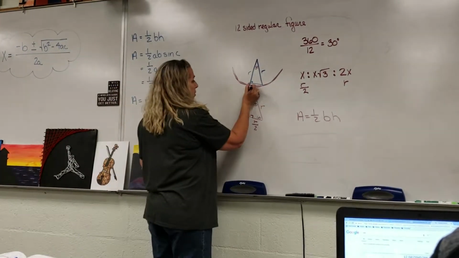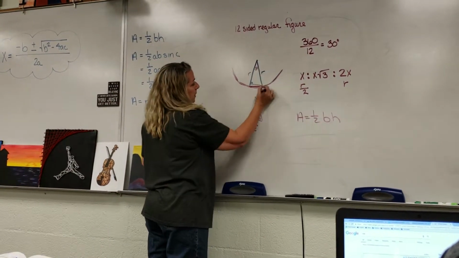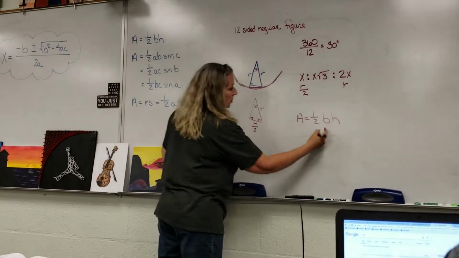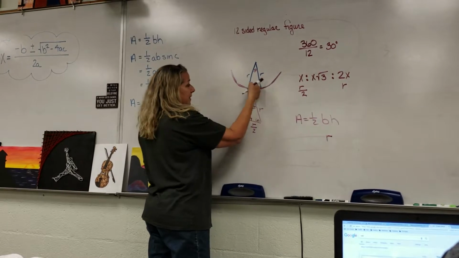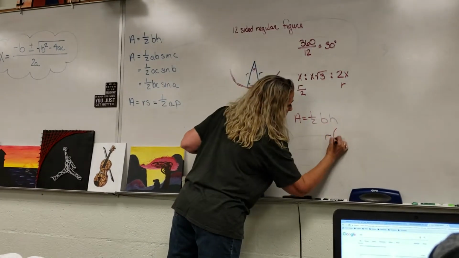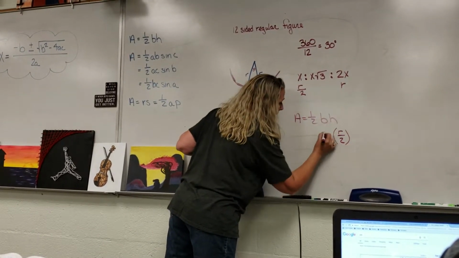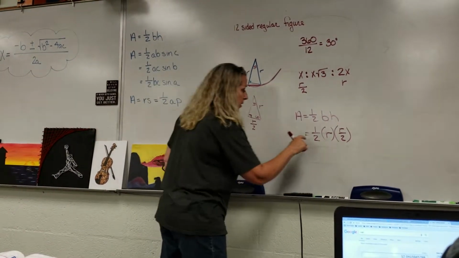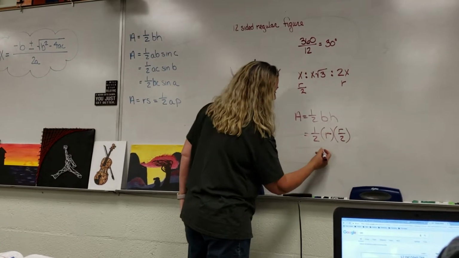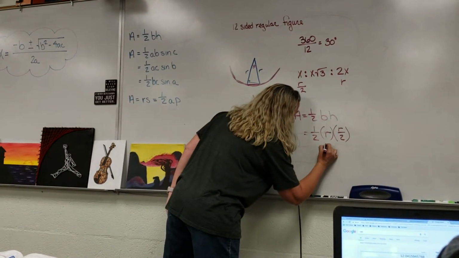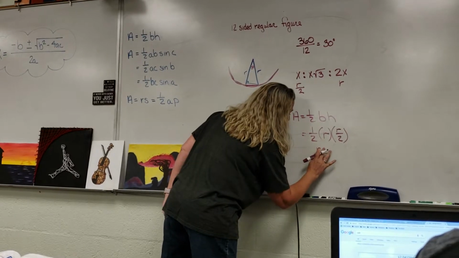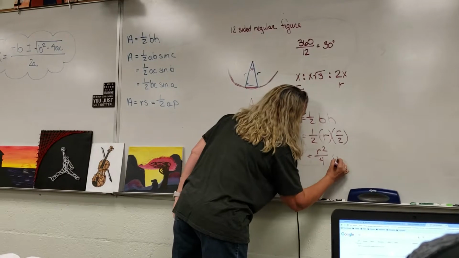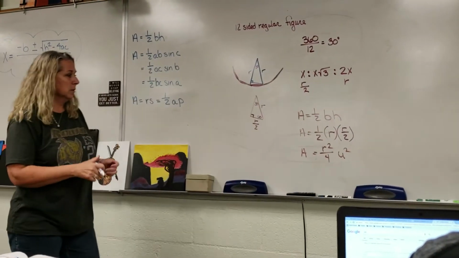So if I'm looking at this triangle here, where this is the other side, and I'm looking at this full triangle, the base is R, so that's going to go here, and the height is R over 2, and it's multiplied by 1/2. So that's going to be R squared over 4. So area equals R squared over 4 units squared.